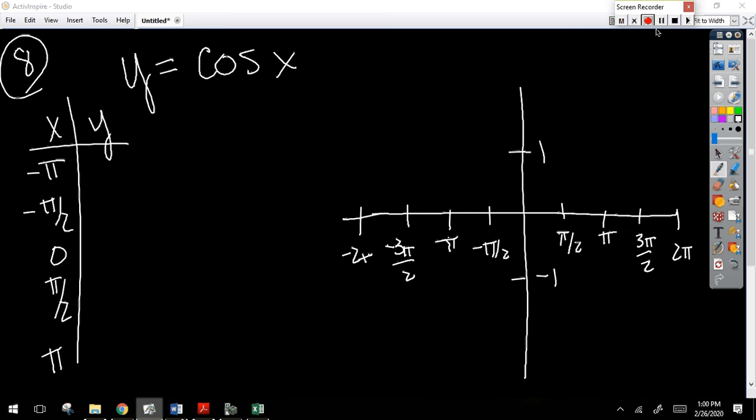All right, this one's a little bit different. This one at 0, it starts out at 1. Can you guess what it does from here? Guess what the values are at pi over 2 and negative pi over 2. It's like the last one, it's just shifted over some.